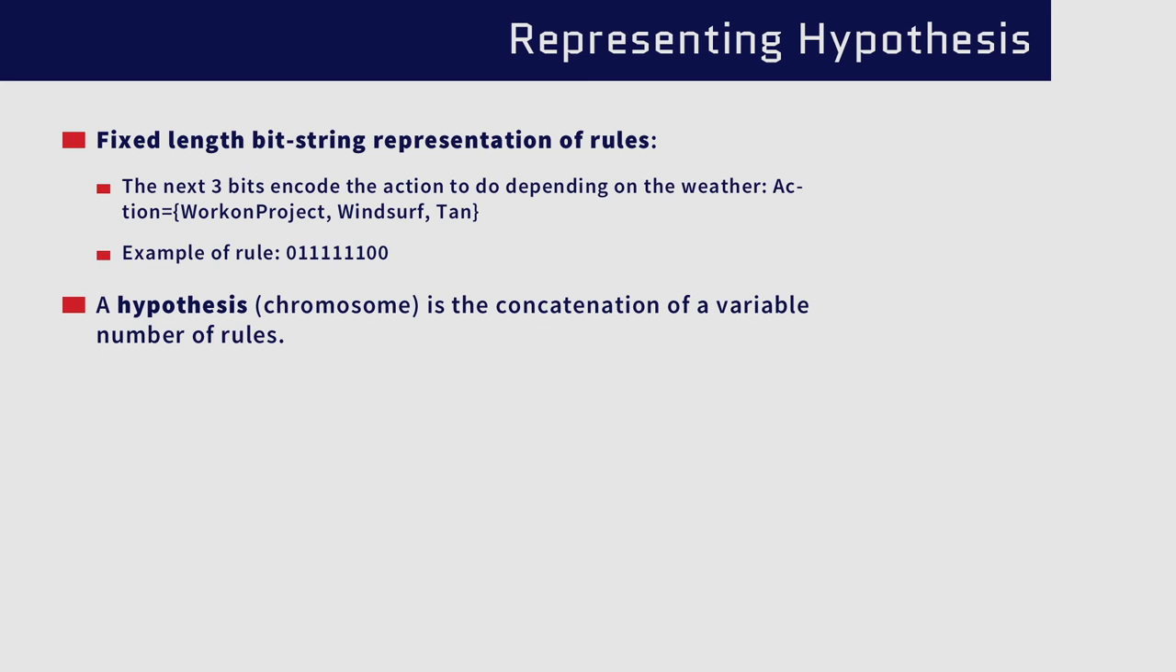In this case, a hypothesis is the concatenation of a variable number of rules. We might even want to evolve the set of rules that yields the behavior that is the most adapted to the world and therefore fit, as represented by the fitness score. Again, many other representations are possible, and choosing the right representation is a crucial step in using genetic algorithm in practice.